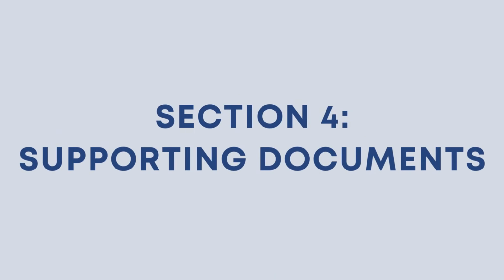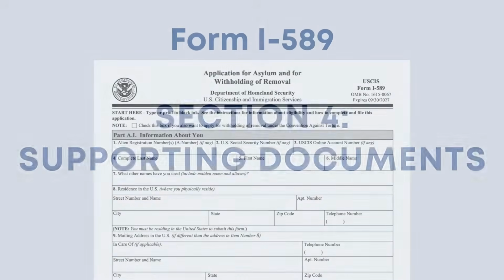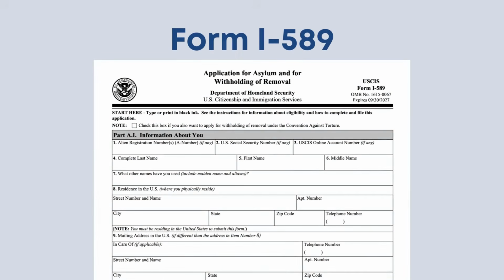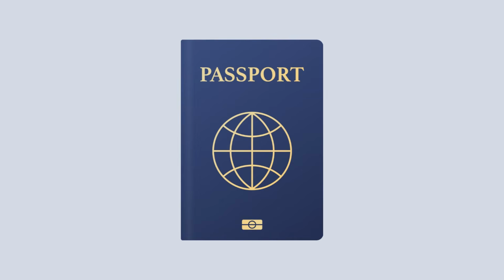Section 4. Supporting documents to include with Form I-589. Along with your asylum application, you should include a photocopy of all pages of your passport if you have it. Make sure to include all pages, from cover to cover. If you do not have a passport, include a letter explaining that you do not have a passport in your possession. If you entered the United States with some form of permission, like a visa or parole, you can also include a copy of those documents with your application.